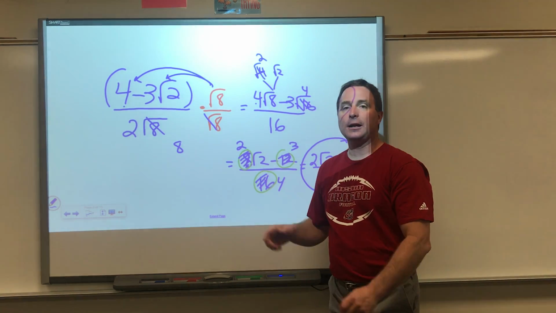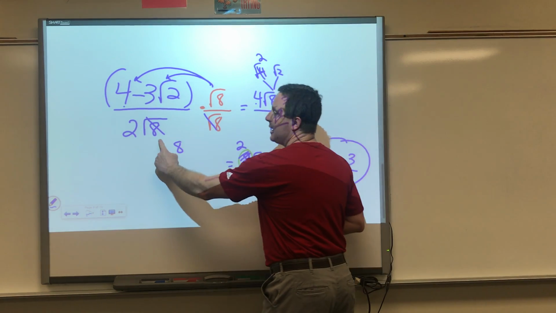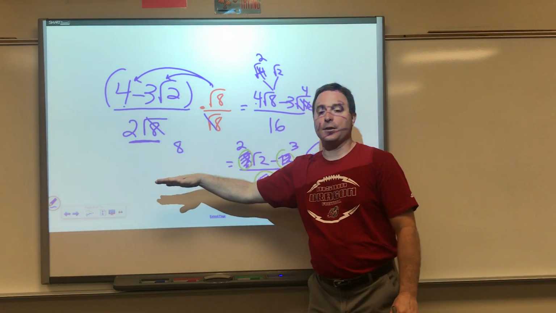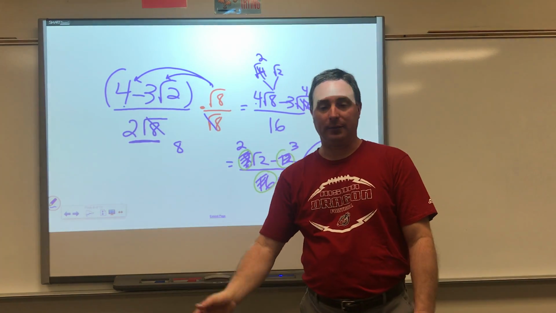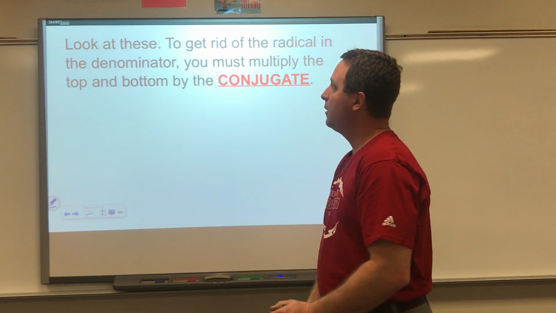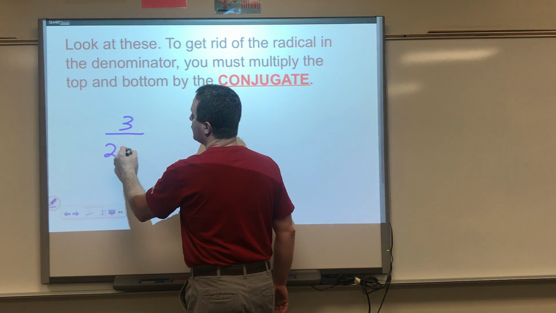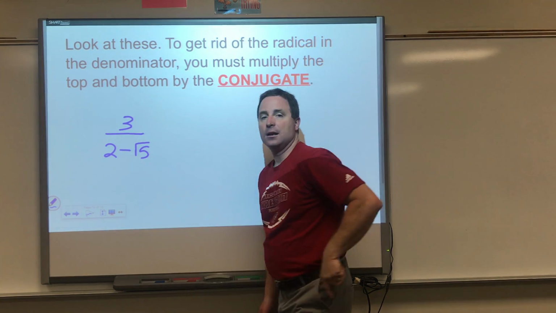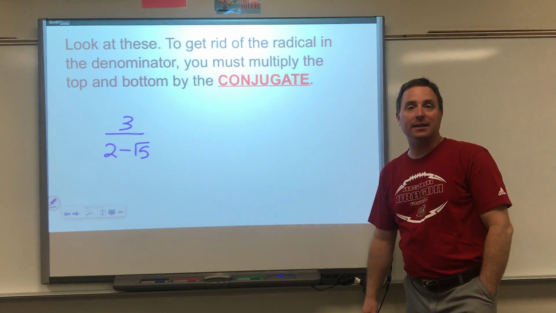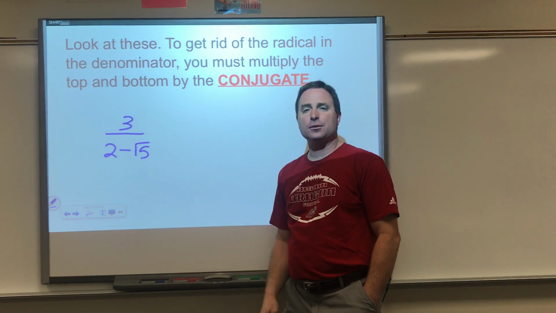Okay? Well, I want to point out here that if you notice, all of these denominators have just had one term to them. There's not been any addition or subtraction down there in the bottom. It's just been one thing. Okay? Well, my question is, what if I had something that looked like this? 3 over 2 minus the square root of 5. What if the denominator had more stuff down there? It had 2 terms instead of just 1.